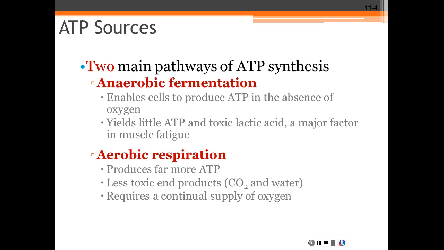Now, when we look at the amount of energy that's released in anaerobic respiration, it's usually between 2 to 36 ATP molecules that are produced. But during aerobic respiration, you have about 36 to 38 ATPs that are produced.